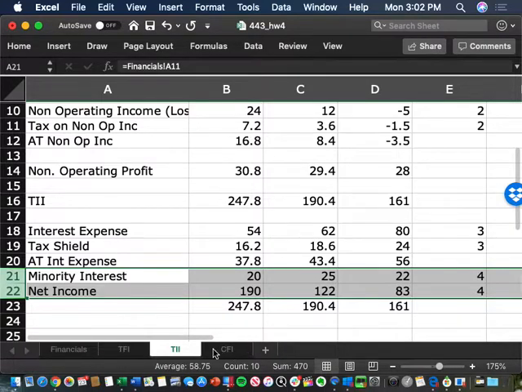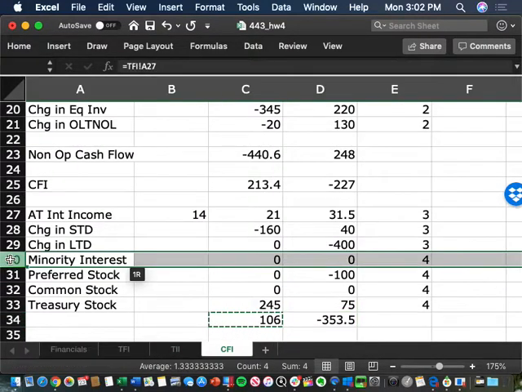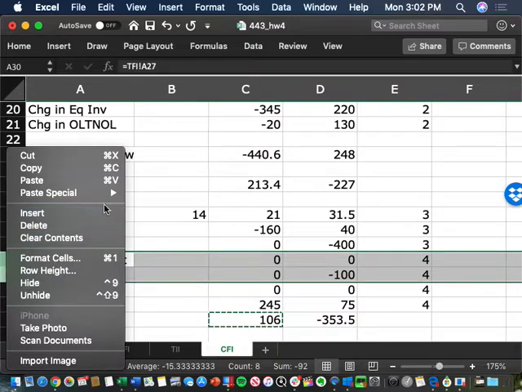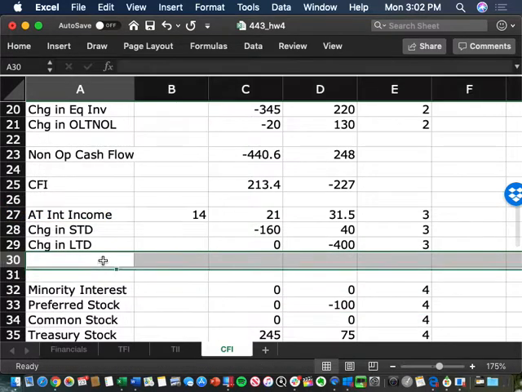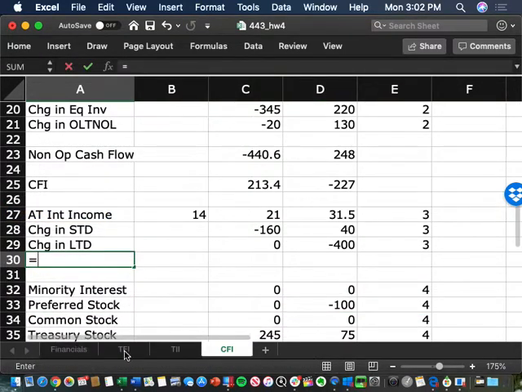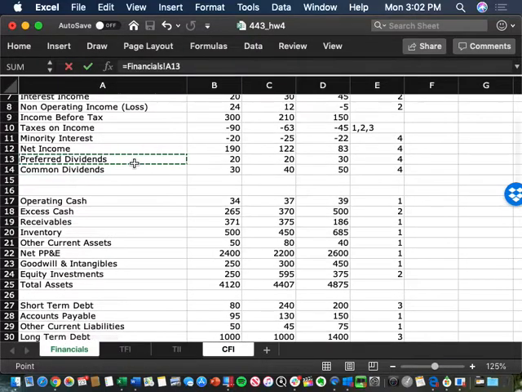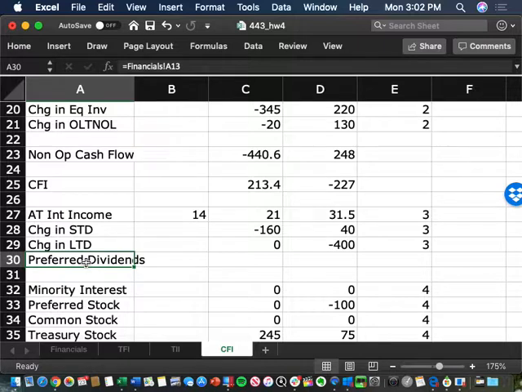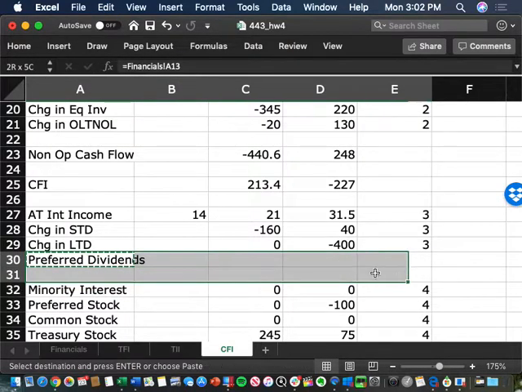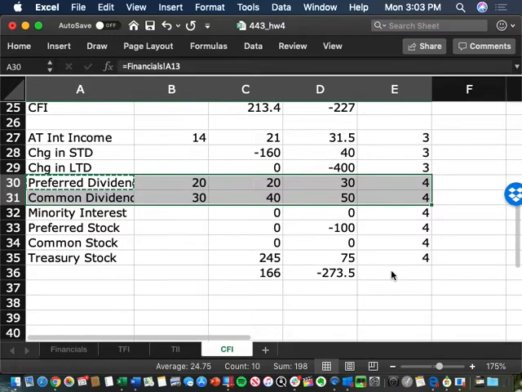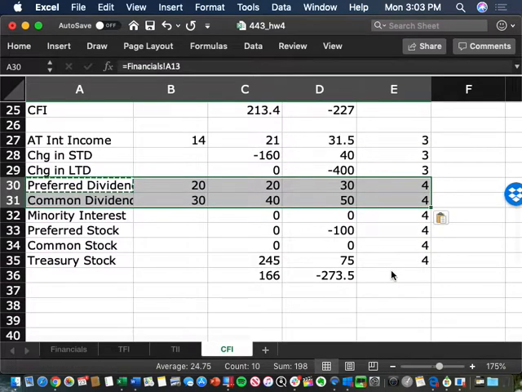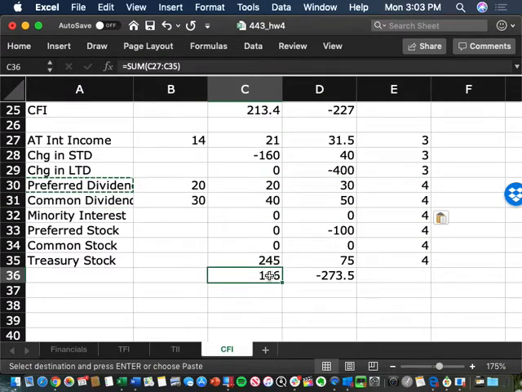So back to the CFI, I have 2 more CFIs to do, which is the dividends from TFI, where are they? Preferred and common dividends, which are payouts. Which are positive numbers. C27 to C35. All right, so where did I make the mistake?